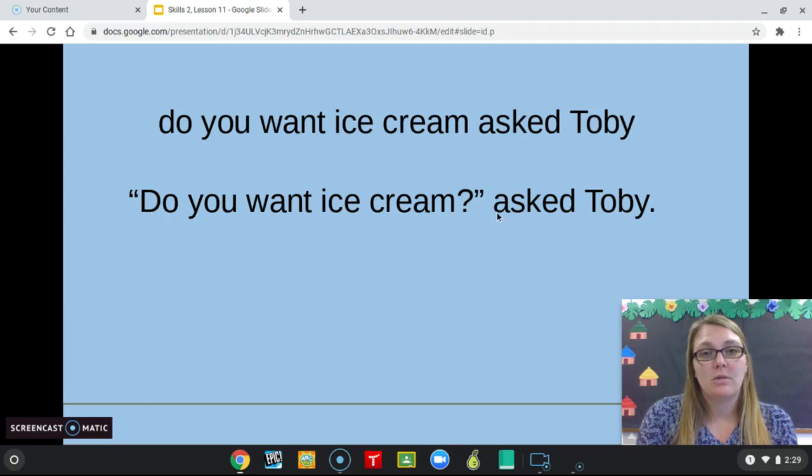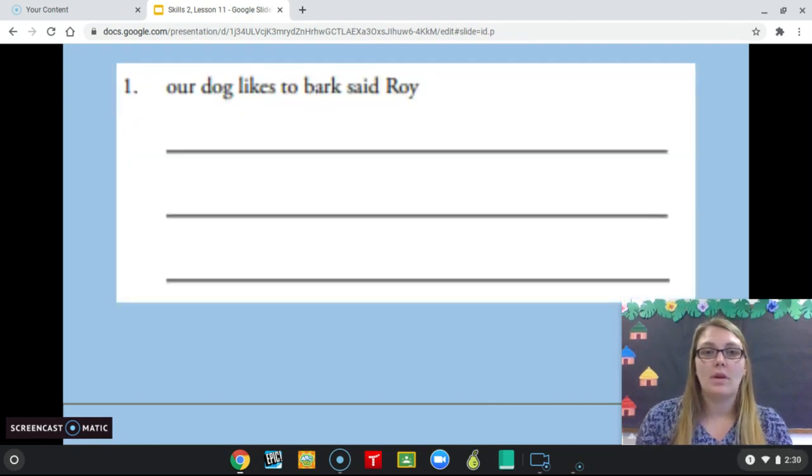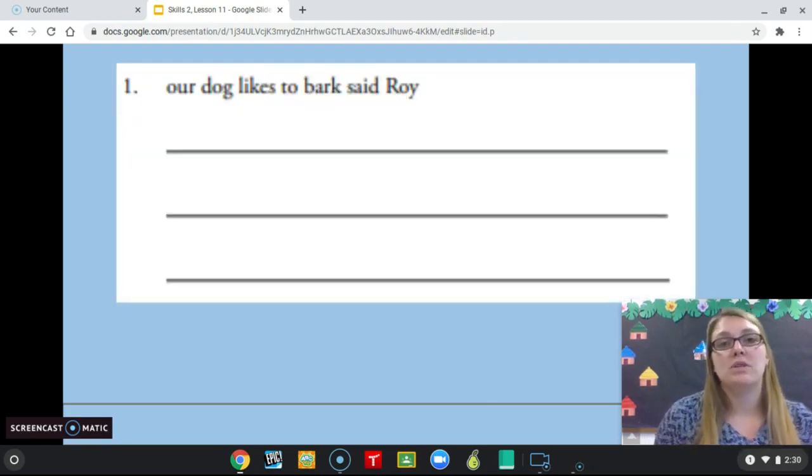Capital D on do, and a period at the very end of the sentence to end the whole sentence. It's a question, so we're using a question mark inside the quotation marks, and quotation marks around all of the words that Toby said.